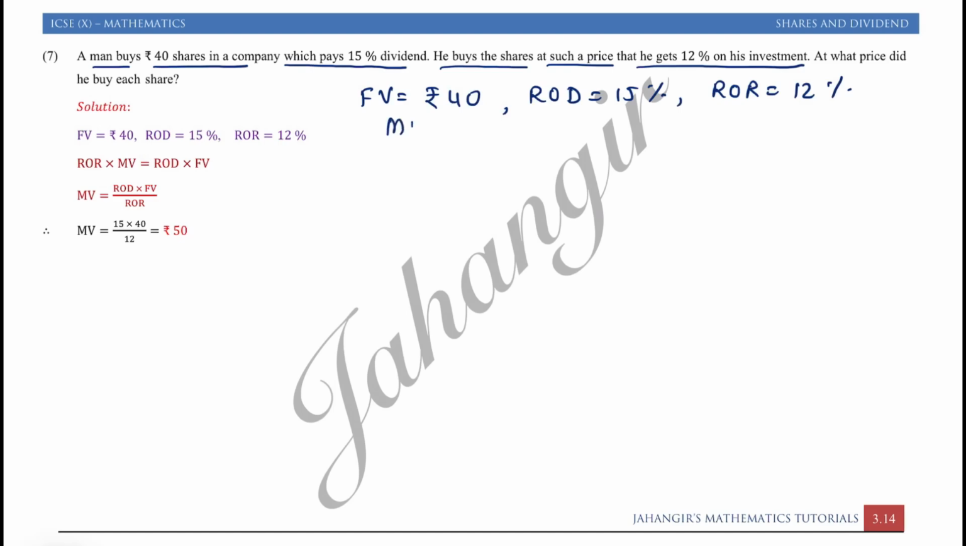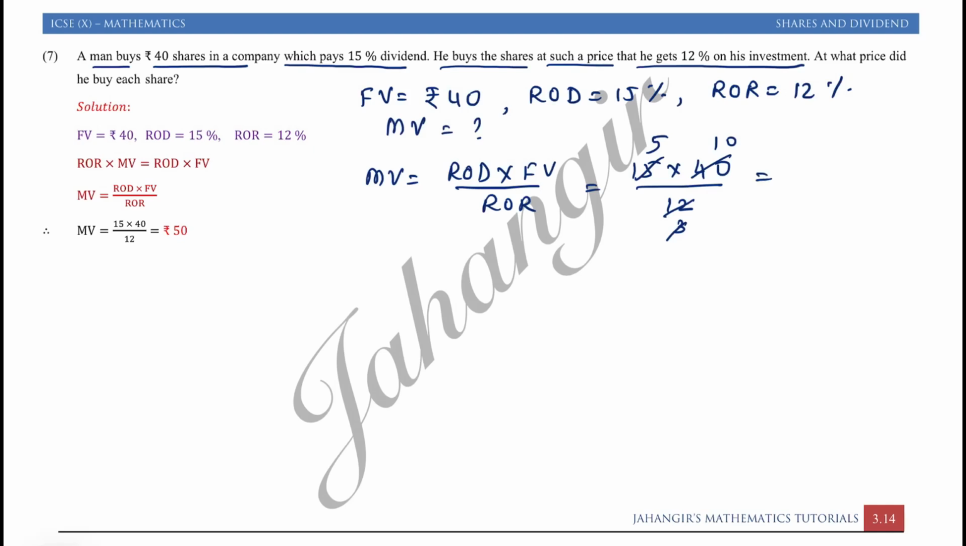We have to find MB. So we can write MB is equal to ROD into FV upon ROR. This formula we did in the previous question also. So ROD is 15, face value is 40, upon rate of return 12. Just cancelling, 4 3s are 12, 4 10s are 40, 3 1s are 3, 5s are 15. So you can say market value is rupees 50.